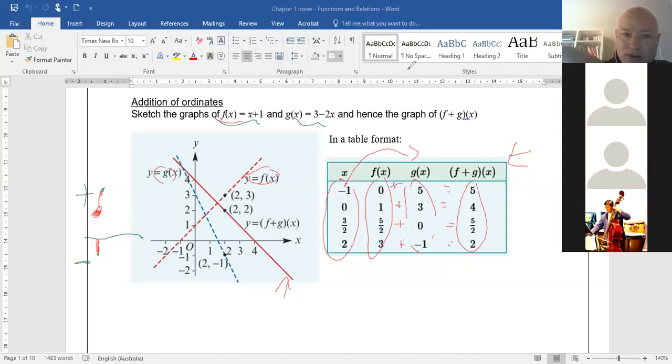So let me just clear all this on the table in particular. Okay, so this blue one crosses at the 3, and the red one, when x equals 0, crosses at the 1. Because they're both above the x-axis, this 1 I'm going to add to the 3, and so I get a point there at 4. Does everyone agree with that one?